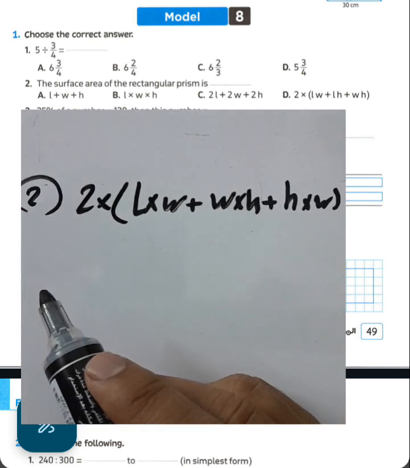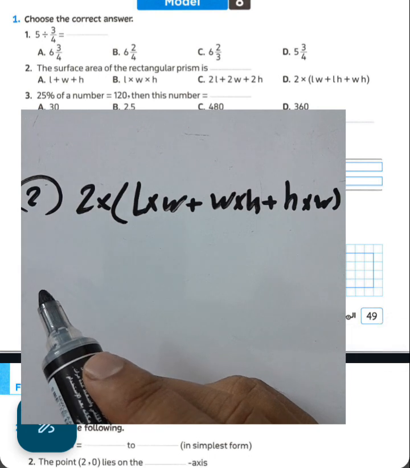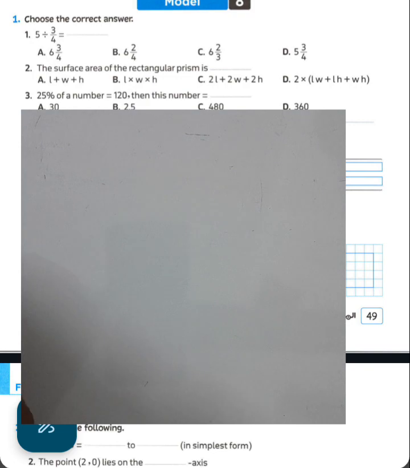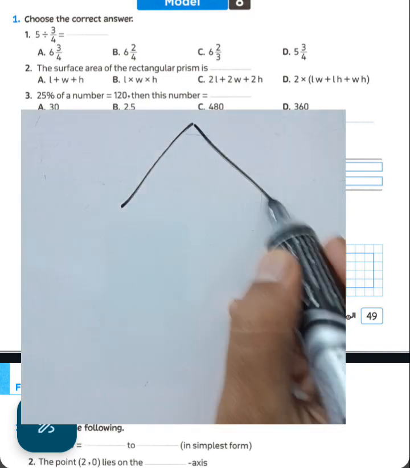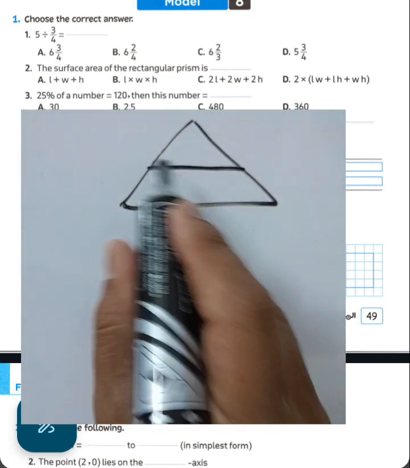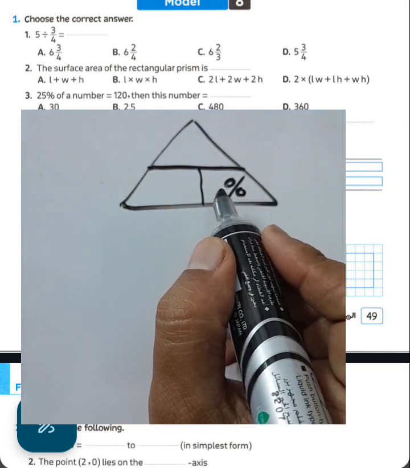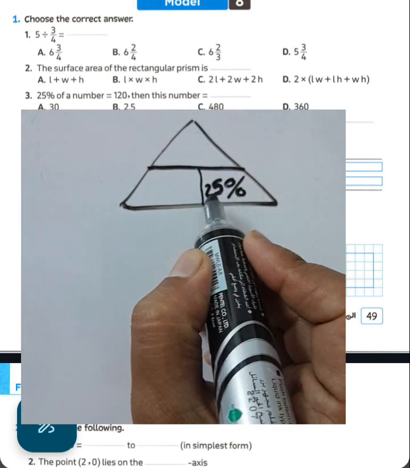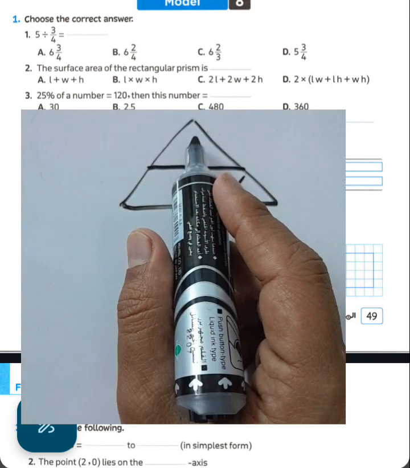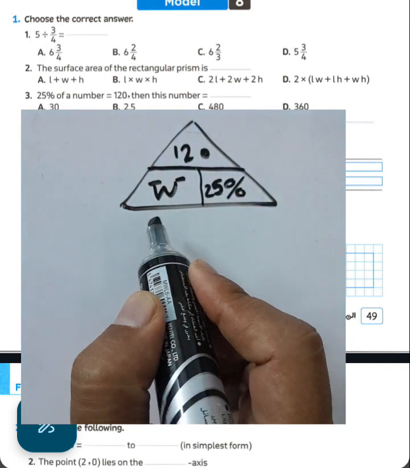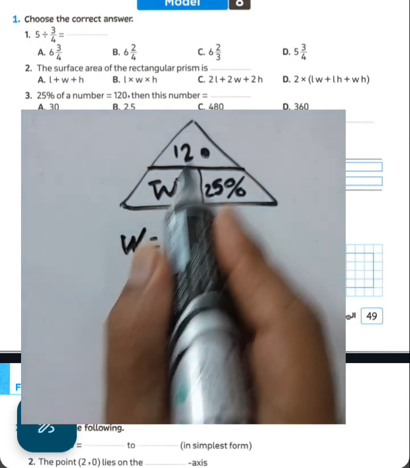Okay, it's the rule. Question number 3, 25% of a number equals 120. Then the number equals what? You want to find the whole number. You can draw this triangle and divide it into 3 parts. Right here the percentage was 25, the part was 120, and you want to find the whole number.